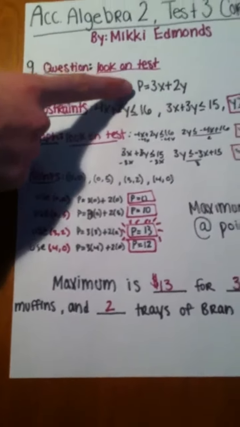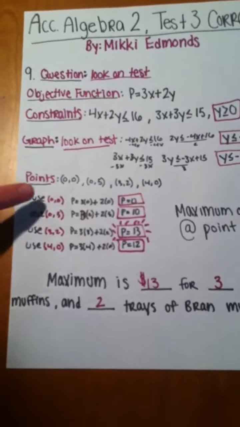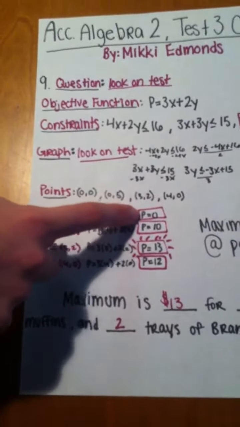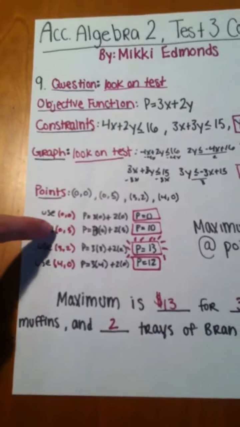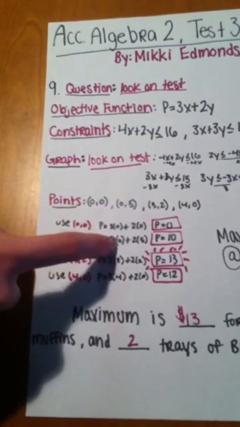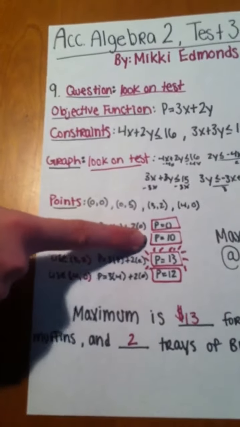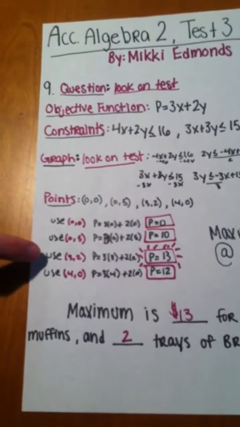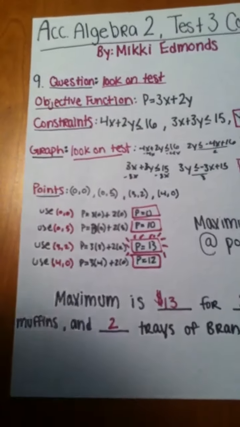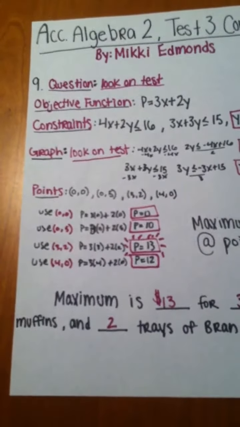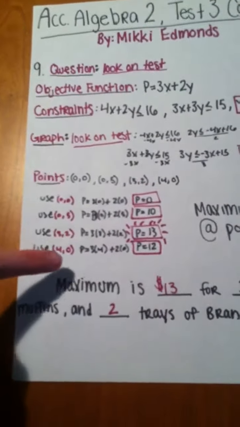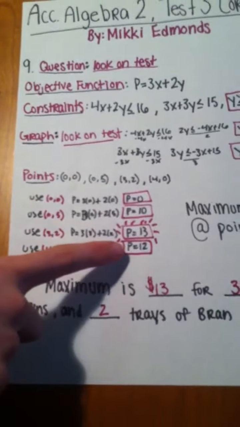into your objective function. So first you use (0, 0), and you put 0 in for x and y, and you have the profit is equal to 0. Then you have (0, 5) for 0 corn muffins and 5 bran muffins. You put them in for x and y, and you get your profit is equal to 10. Then you use (3, 2), and you put in 3 and 2 for x and y, and you get your profit is equal to 13. And then you use your final point (4, 0) and put them in for x and y, and you get your profit is equal to 12.